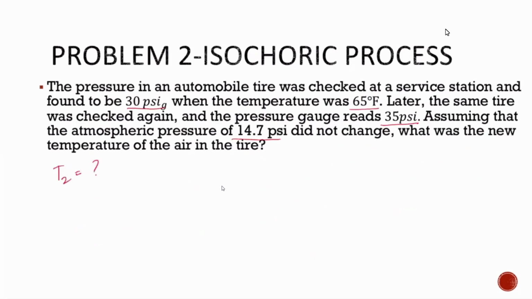Okay, so we have P2 over P1 is equal to T2 over T1. Okay, by cross multiplication, since ang hinahanap ko is the T2, we have T2 is equal to T1 times P2 divided by P1. So ito yung kailangan nating gamitin. Okay?